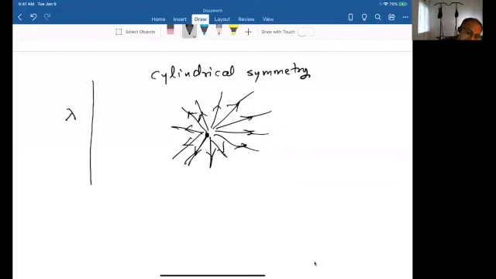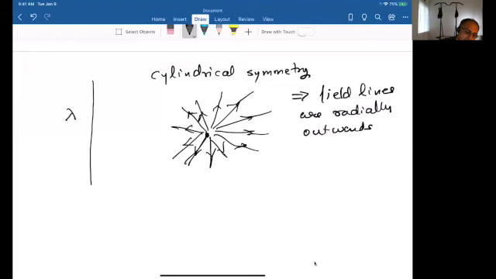So cylindrical symmetry implies that field lines are radially outwards or inwards. Can you tell me whether it's outward or inward? Since we are told that the wire has positive charge, that's given in the problem, we know right away that the field lines are radially outwards, not inwards. If the wire had negative charge, the field lines would be radially inwards.